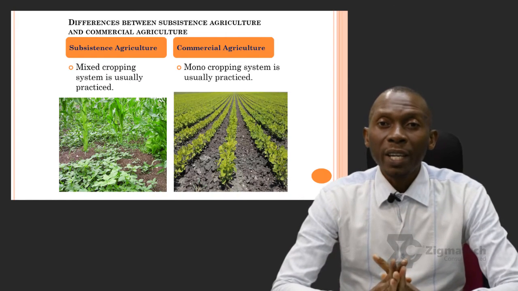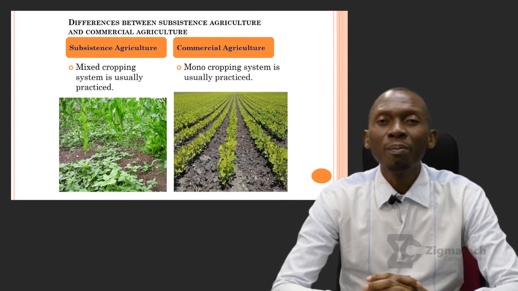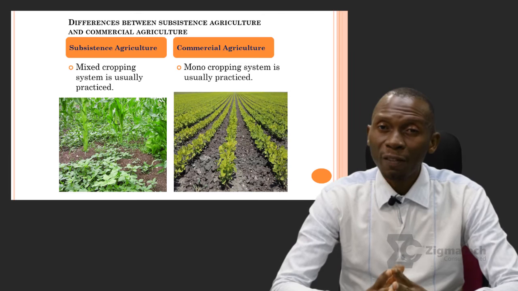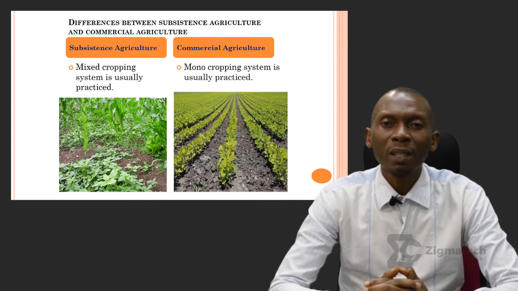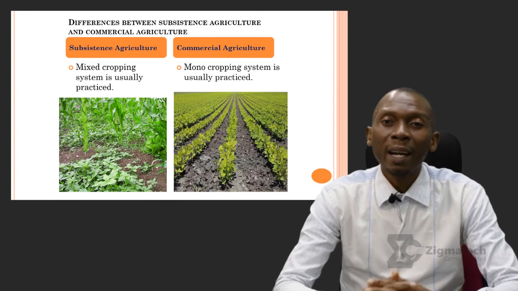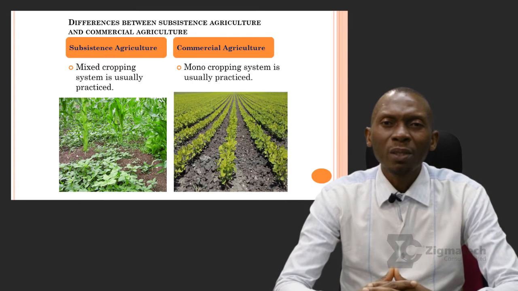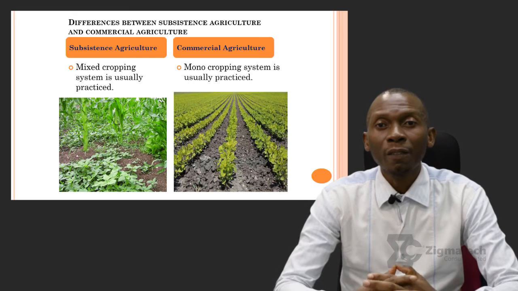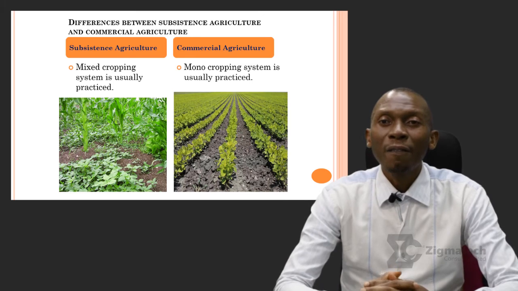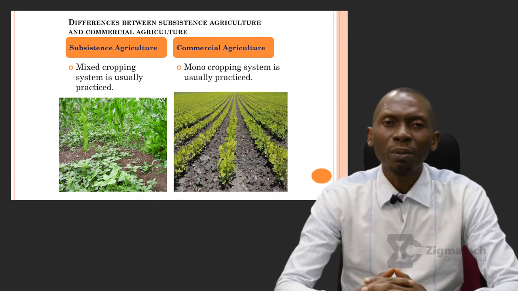The farmer who engages in subsistence agriculture does engage in what is called a mixed cropping system. So here the subsistence farmer usually cultivates different crops. For example, he will grow a leguminous crop like cowpea together with maize crop and some other crops. So that's what the subsistence farmer usually gets involved in. While the farmer involved in commercial agriculture usually cultivates just a single crop.